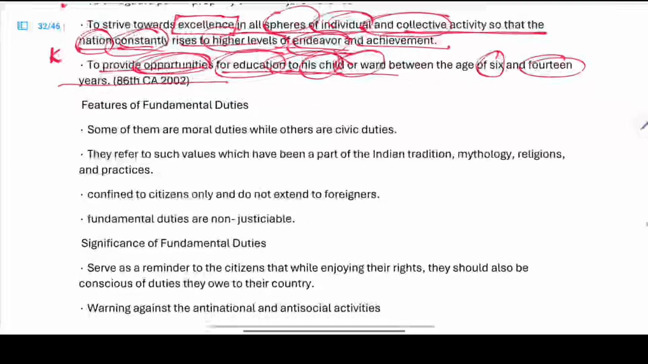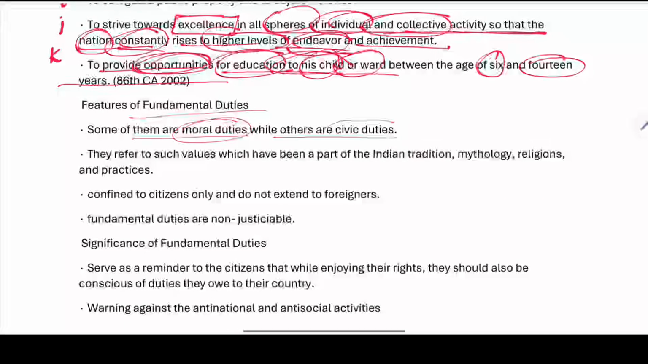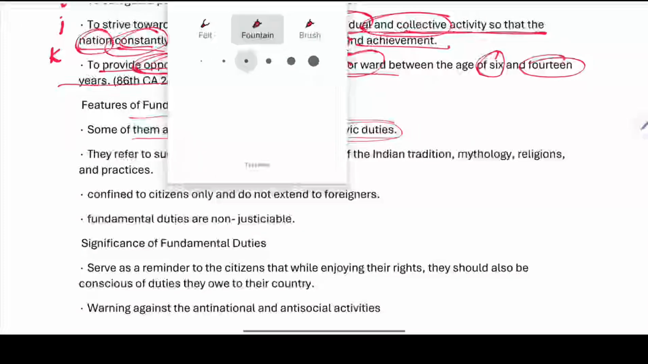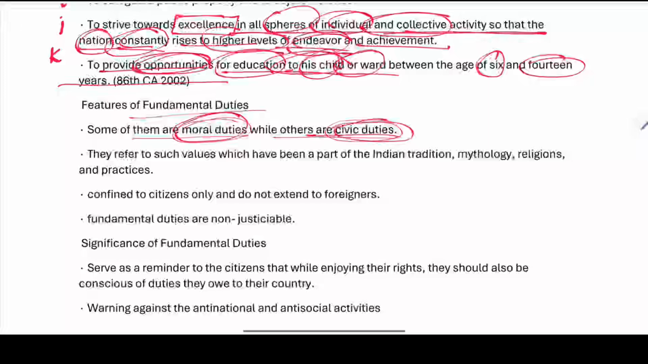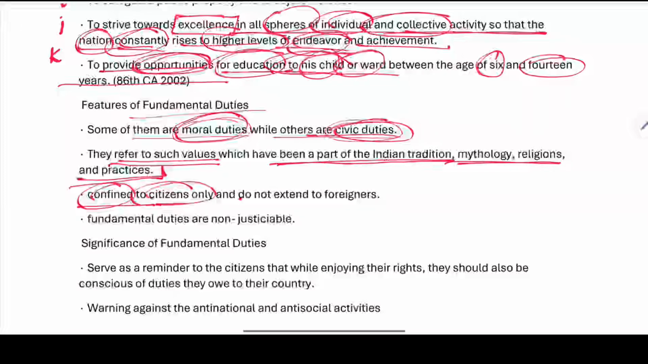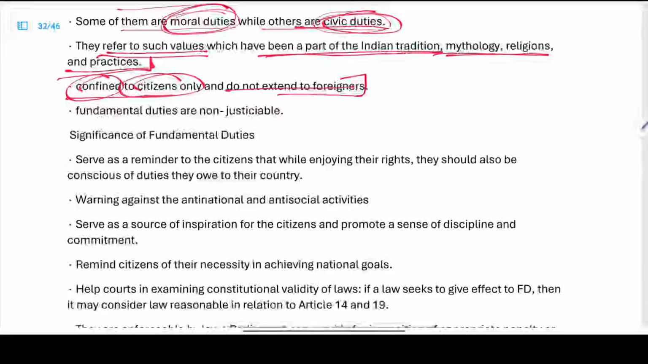Now, what are the features of the fundamental duties? Some of them are moral duties, while others are civic duties. They refer to such values which have been part of the Indian tradition, mythology, religion, and practices. They are confined to citizens only, and do not extend to foreigners. The fundamental duties are non-justiciable, meaning they are not legally enforceable by courts.